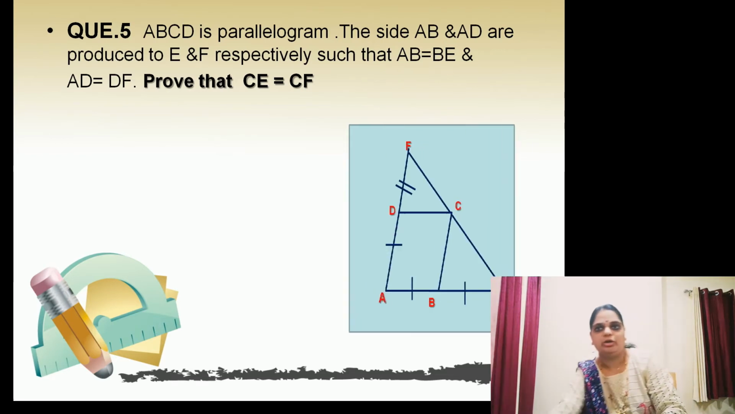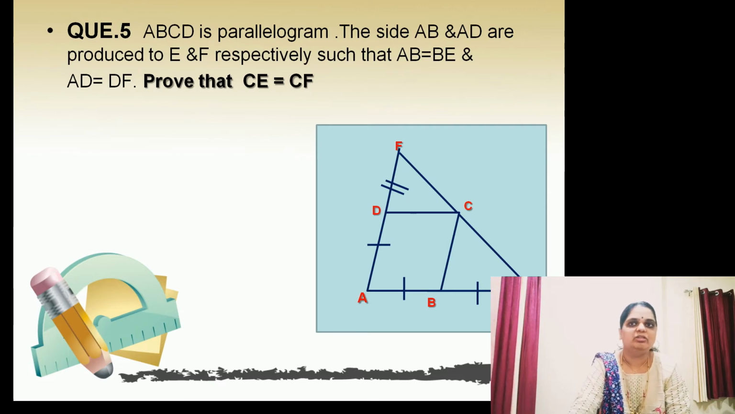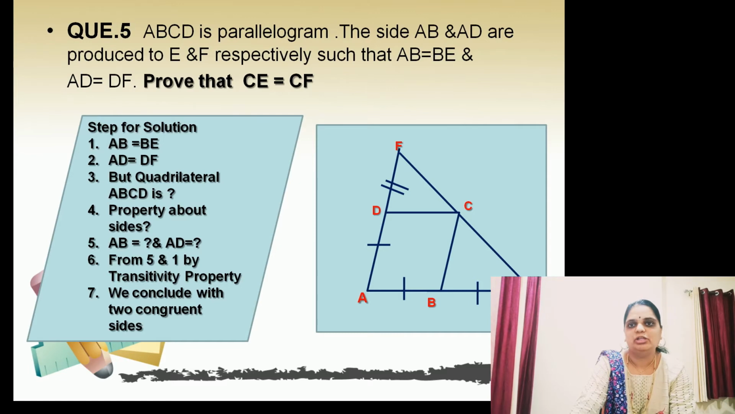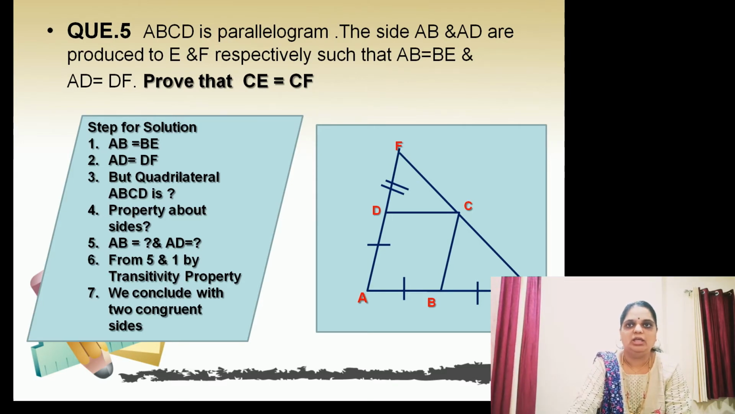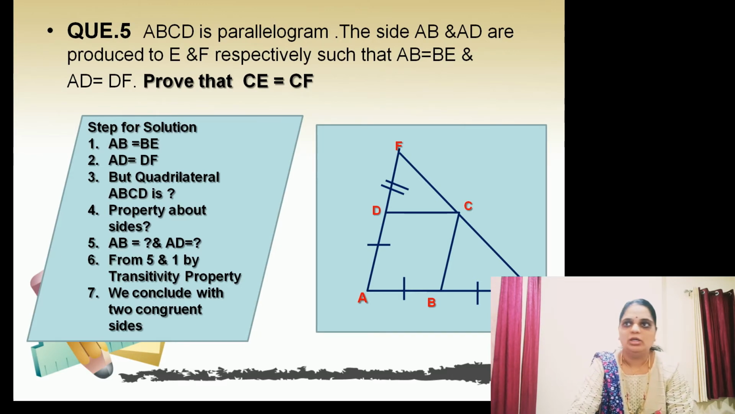By observing the figure, we can see ABCD is a parallelogram, and side AB is extended to point E and side AD is extended to point F. There is a big triangle FAE, such that AB is equal to BE and AD is equal to DF. We also see in the figure A-B-E and A-D-F, that means points A, B, E and points A, D, F are collinear. In the solution we see there are 7 steps. By using these steps we can solve such examples.